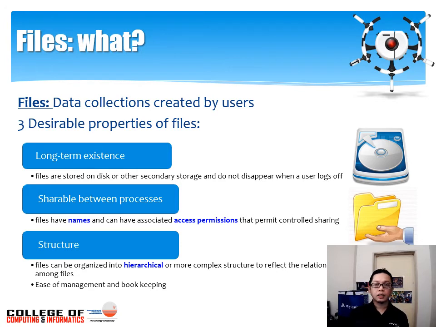That is the main aim, or the desirable properties, of a file. We want to ensure that it exists for a very long time, it is shareable, and it has a very unique data structure or metadata that can be easily identified or linked to a unique file or process that uses it.